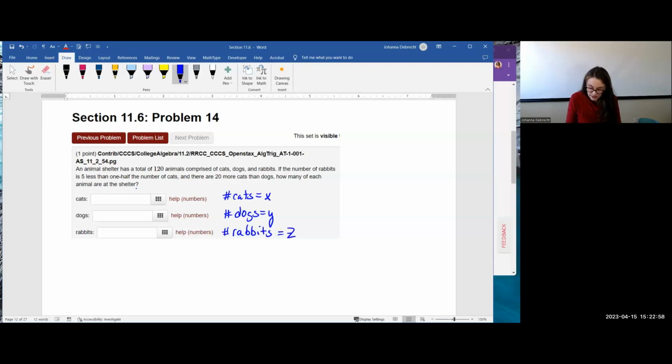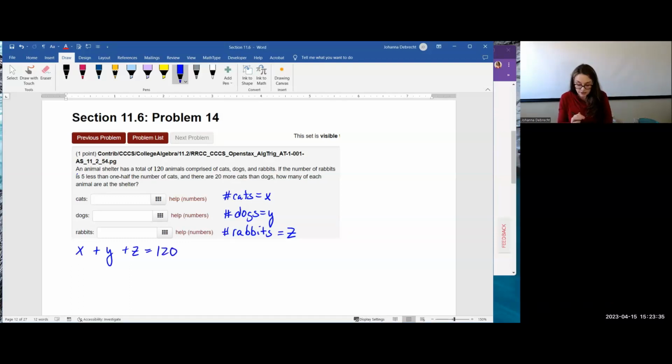Then I'm going to go back to the beginning of the words, pull it apart into the parts of speech, roughly every 2 to 3 words, and see if there's something mathematical that needs to be translated. So when I'm looking at this, it says an animal shelter, nothing to translate, has a total, something mathematical is coming, of 120 animals comprised of cats, dogs, and rabbits. So this must mean that I have x plus y plus z equal to 120.